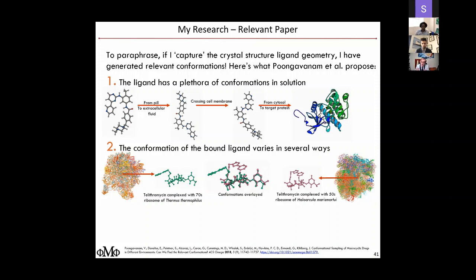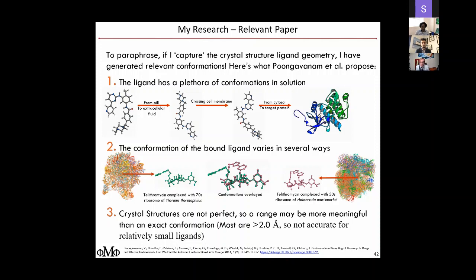If I capture those crystal structures in there, then I quite possibly have a good array of what the molecule could look like within different binding sites. And additionally, crystal structures are not perfect. So having a range might be more impactful than having a very specific one. I've recreated the crystal structure exactly 1-to-1.